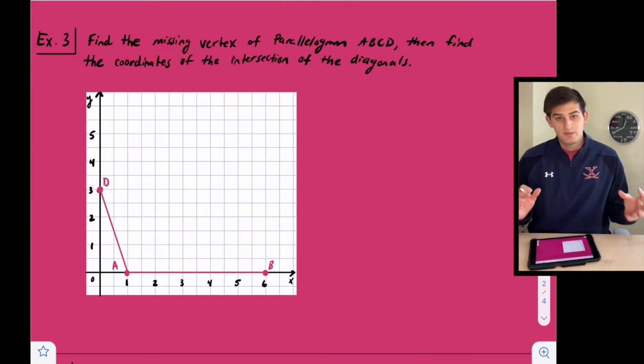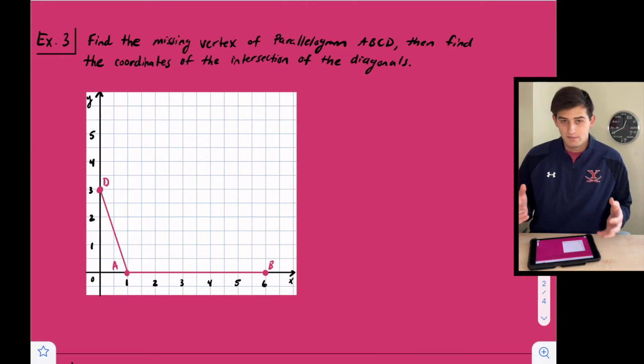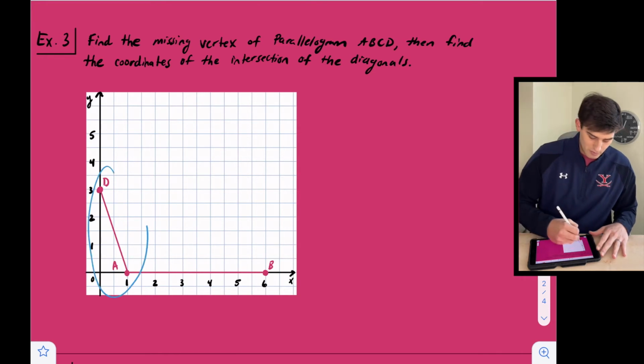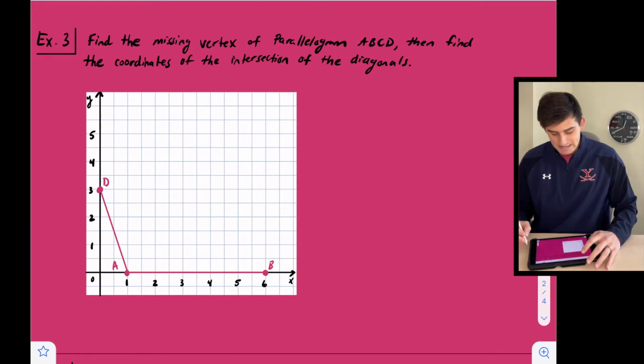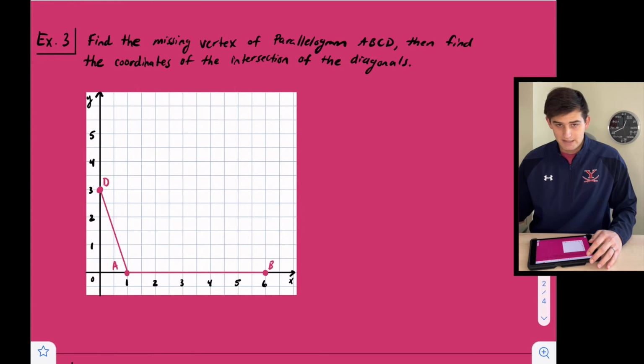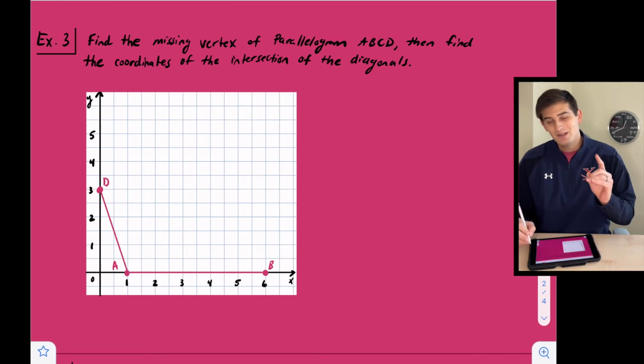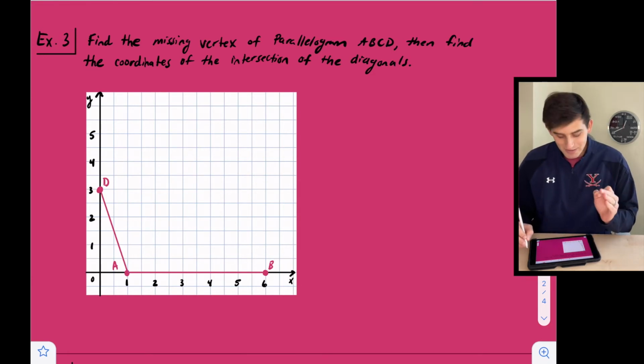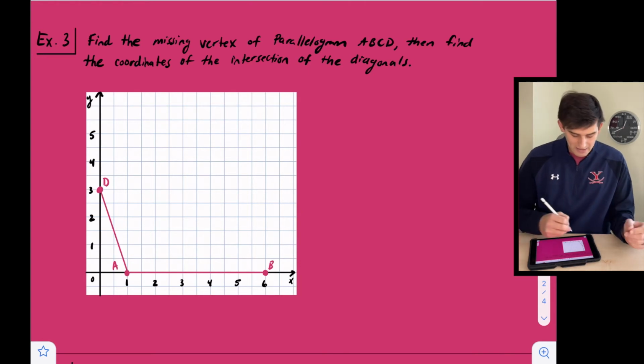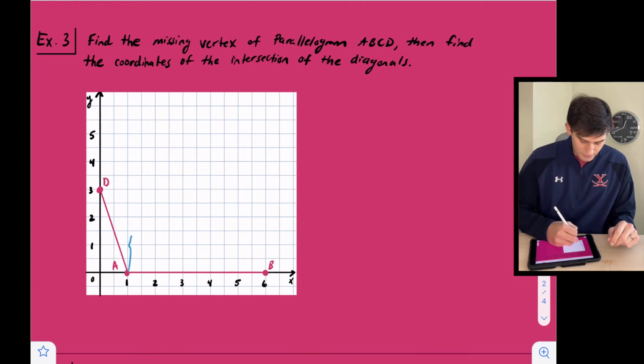Well, we know that the opposite sides need to be parallel. Well, parallel means they have the same slope. So if I can find the slope of line segment AD, I can apply that to line segment BC, and I can locate point C. So if I start at point A, I'm going up 1, 2, 3, 4, 5, 6. But once again, make note of your increments. Each line here is actually half. So really we're going up 1, 2, 3, and we're going left 1, all right?